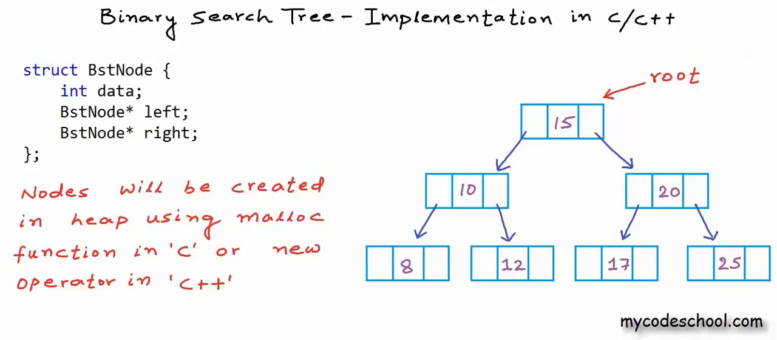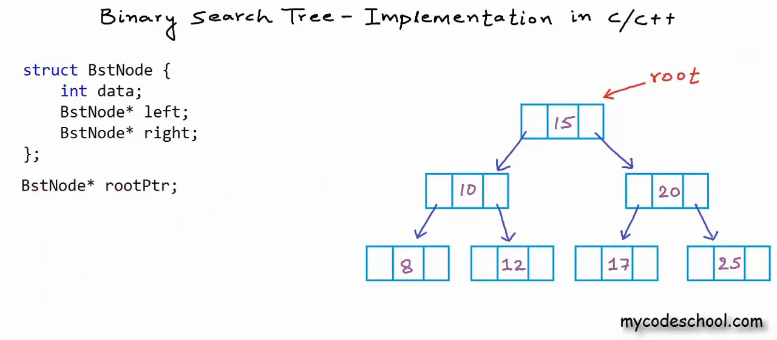So to create a tree, we first need to declare a pointer to BST node that will always store the address of root node. I have declared a pointer to node here named root PTR, PTR for pointer. In C, you can't just write BST node asterisk root PTR. You will have to write struct space BST node asterisk. You will have to write struct here as well. I'm gonna write C++ here. But anyway, right now I'm trying to explain the logic. We will not bother about minute details of implementation.